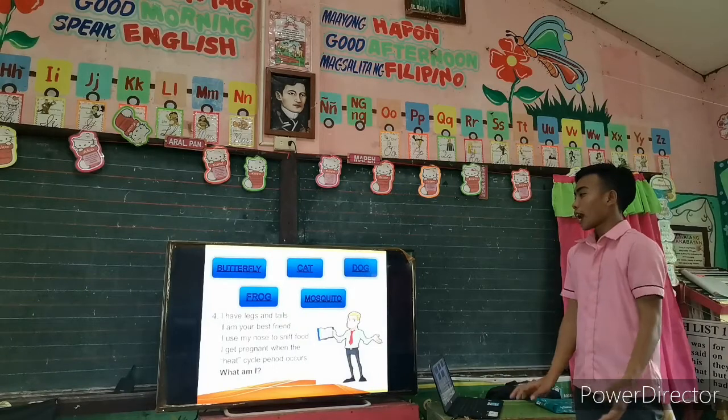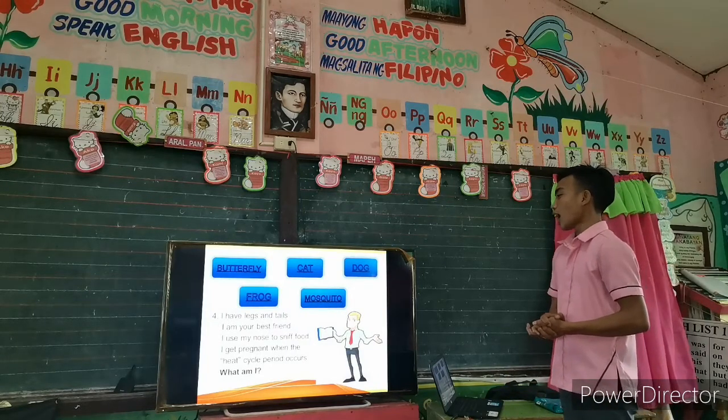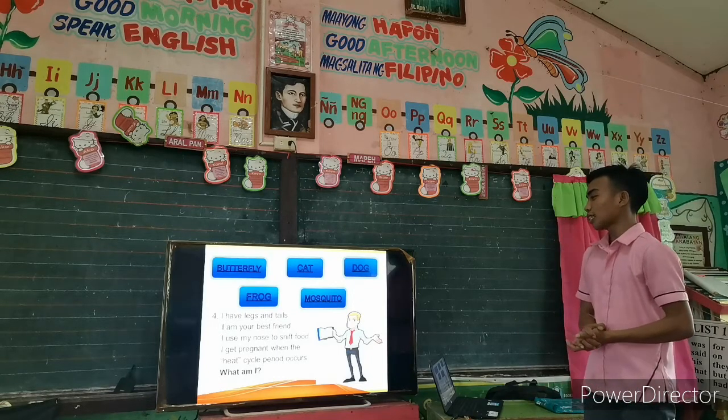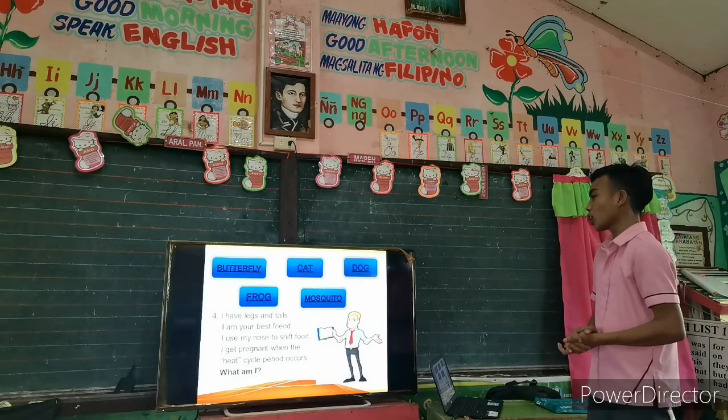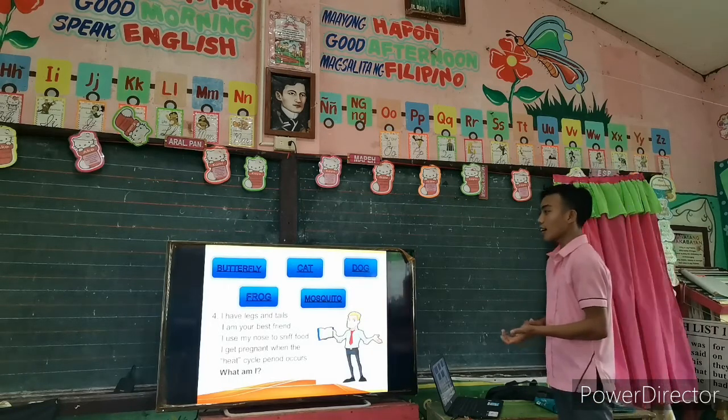Number 4. I have legs and tails. I am your best friend. I use my nose to sniff food. I get pregnant when the heat cycle period occurs. What am I? Is it a what?